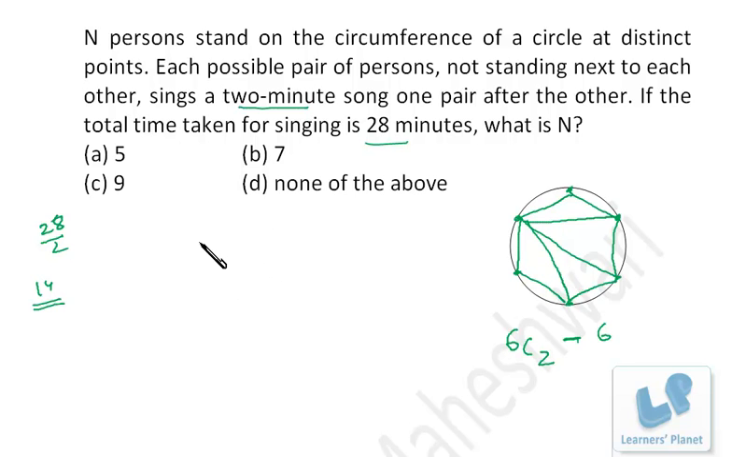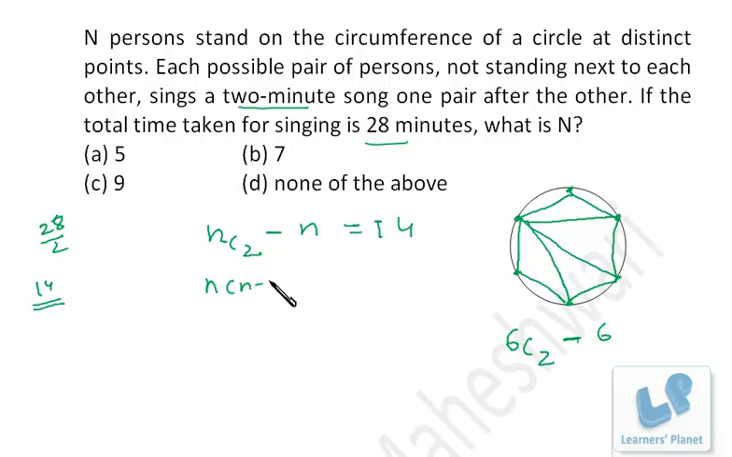Now there are n persons, so how many straight lines can be formed? It's nC2, right? And out of these nC2 we have to deduct the number of sides because they will not form a diagonal, or the persons don't have to sing. The persons who are standing next to each other, or adjacent to each other, don't have to make a pair. So in all there are nC2 pairs minus n, that is sides, and that's actually 14, right? 28 minutes it took, but the total number of songs was 14. Okay, so nC2 minus n is 14.